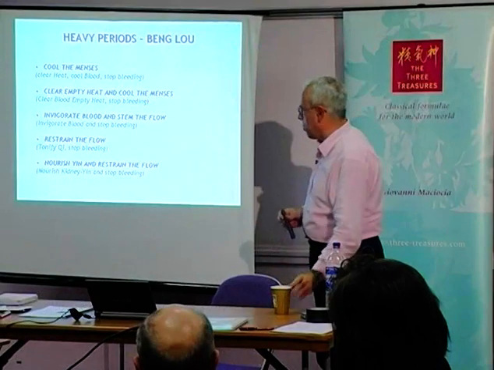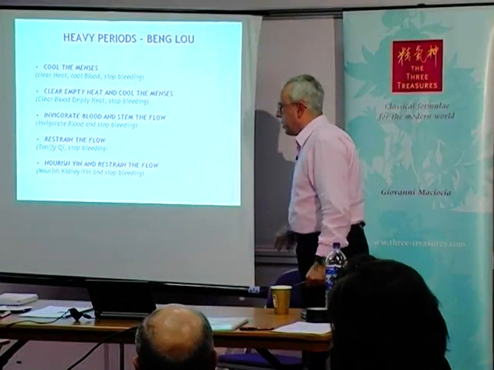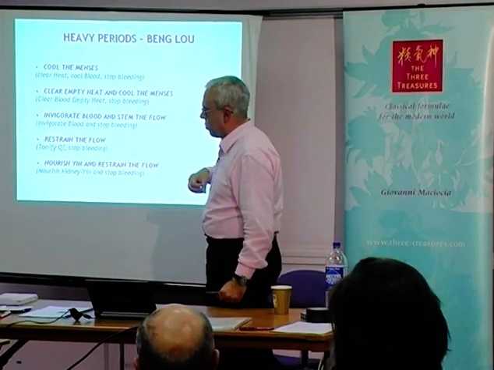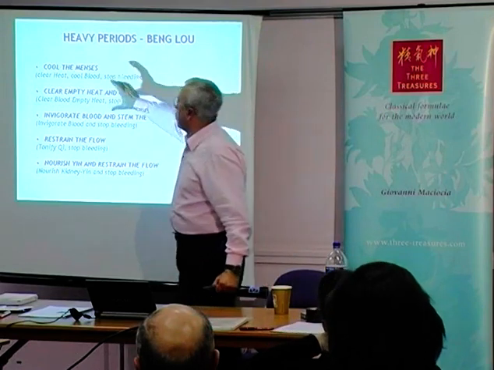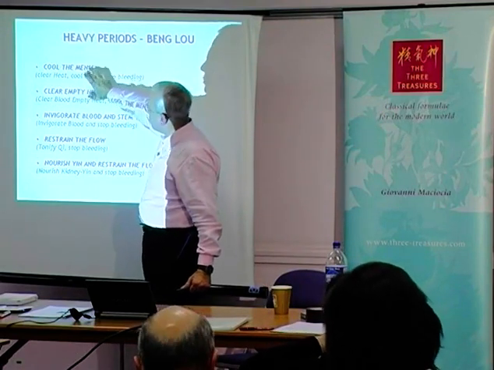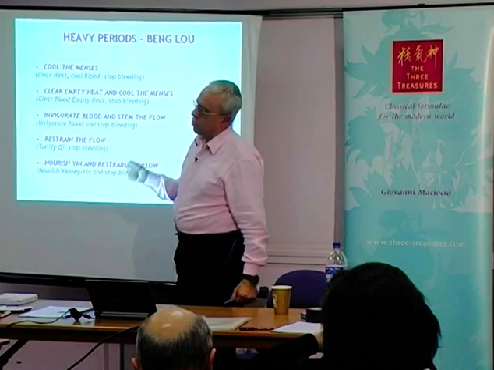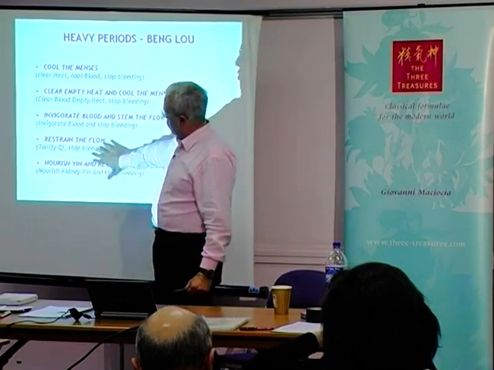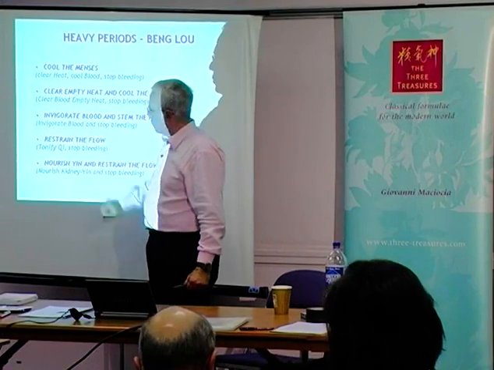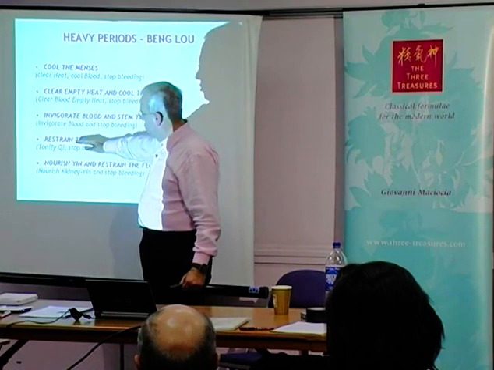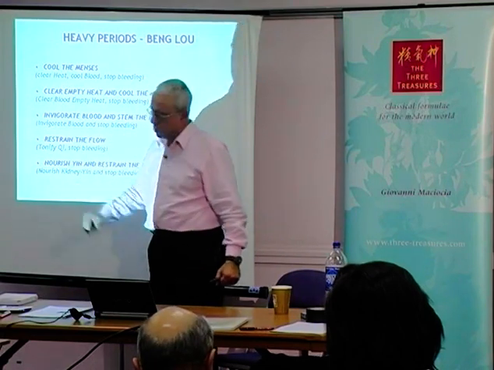So is that clear? There are two major pathologies. Either the blood leaks out because it's hot, and the Chinese call it reckless, which is the case in the first two. Or the blood leaks out because Qi does not hold it, which is the case in the last two. In the first case, Qi Xu, in the second, Qi and Yin Xu.